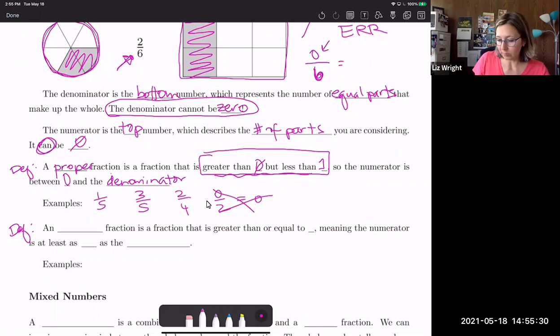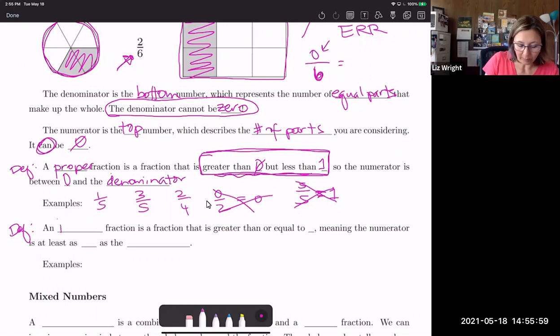Same thing like this. What if we did 5 out of 5? What do you think about that? So 5 out of 5 would reduce to 1. And so this one is an improper fraction. So that is a non-example. It is not a proper fraction because, again, the quantity of it, once we reduce it, has to be greater than 0 but less than 1. This one equals 1. All right.